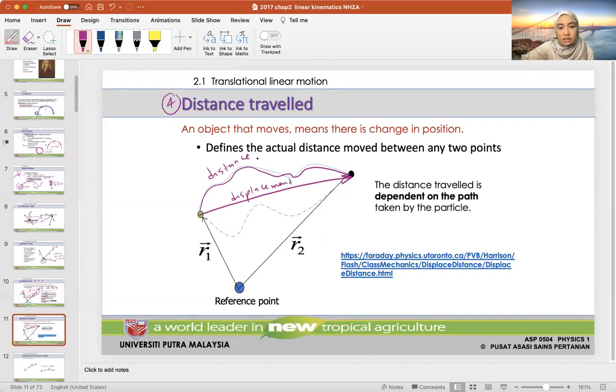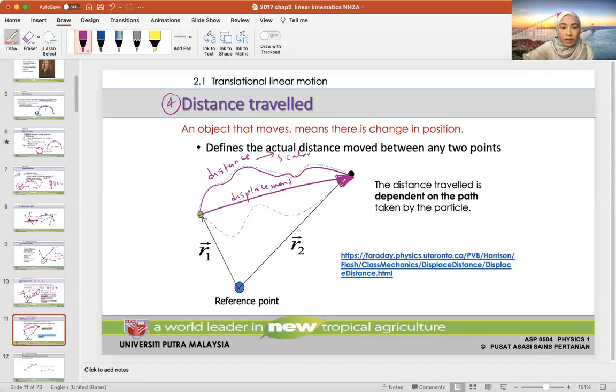So distance is a scalar quantity, it's a scalar. So as you can see here, I'm not labeling any arrow dekat distance because there's no direction associated. Kita just kisah pasal jarak dia berjalan. Whereas displacement, I am concerned about the final and initial because I want to know where should I put the arrow. Displacement is a vector, distance is not a vector. Okay, distance is not a vector.